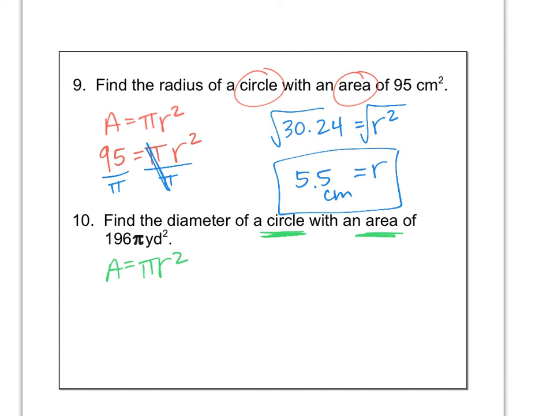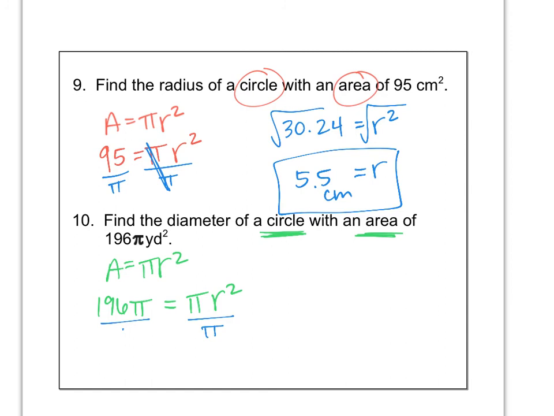Now at least I know what I'm dealing with. And then try to figure out what can I plug in. Well, it says the area is 196 pi yards squared. So 196 pi goes in for the A, and that equals pi, and then we don't know r, so we'll just leave it r squared. We want to try to solve this for the diameter. So I'm thinking if I can find the radius, then I can just double it to get the diameter. So let's try to find the radius.